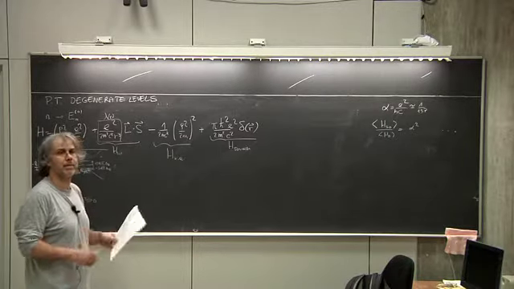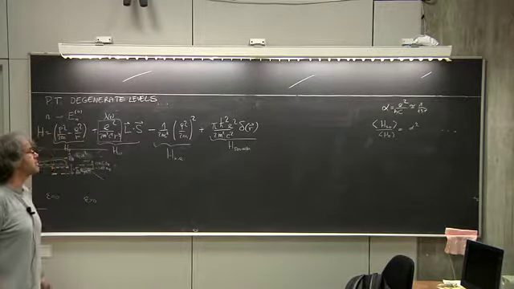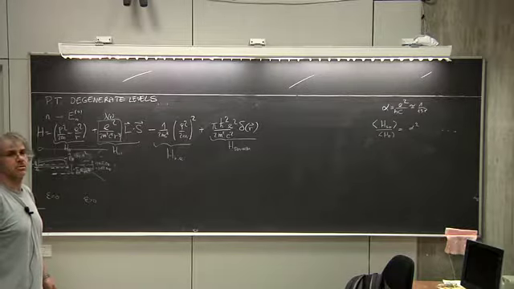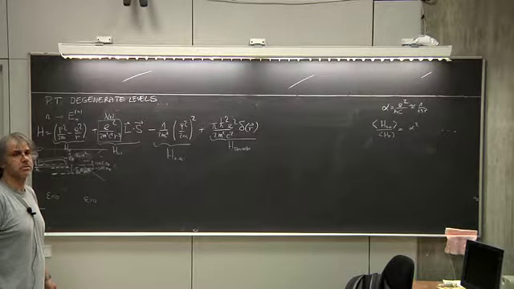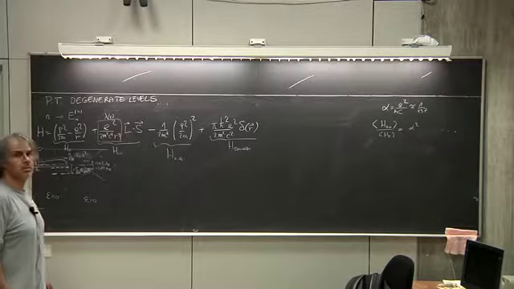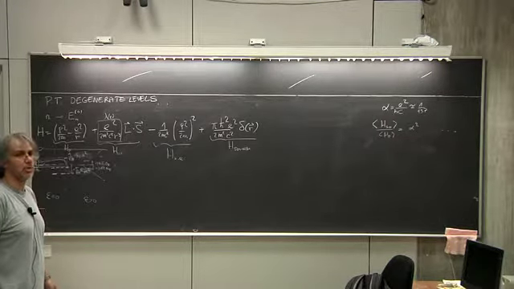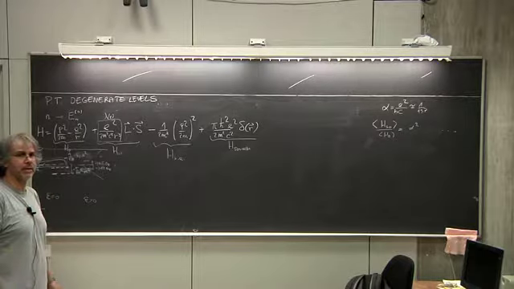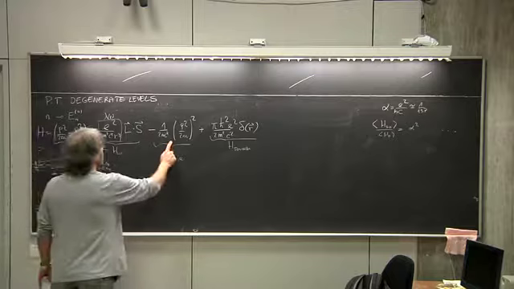Does the Darwin correction come from the expression that we did for the square root of the relativistic kinetic energy? No, it's not the square root of the relativistic kinetic energy. That is this. It's something else.